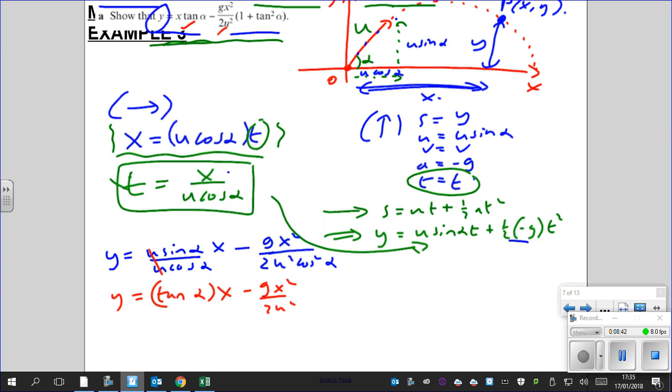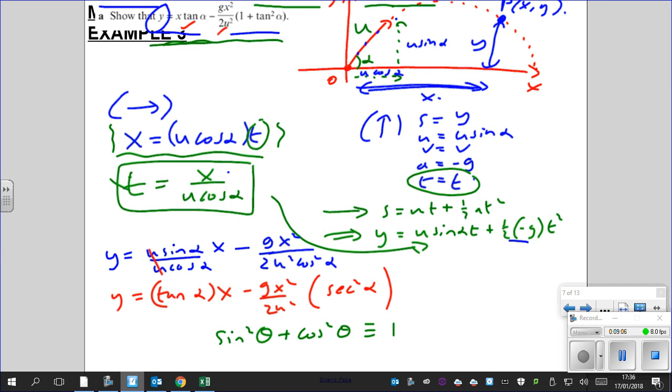But we've got 1 plus tan squared there, and here we've got 1 over cos squared. And 1 over cos squared, as you know, is sec squared. So we're nearly there. We've got sec squared, but here we need 1 plus tan squared. Well, actually, it's the same thing. Let me just go through this. I think you're about to do this in your assignment as well.